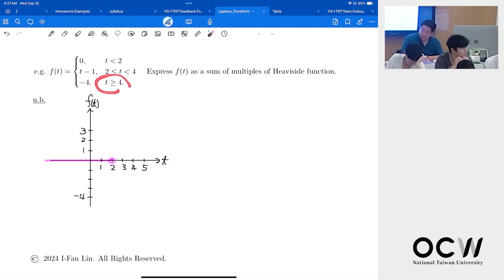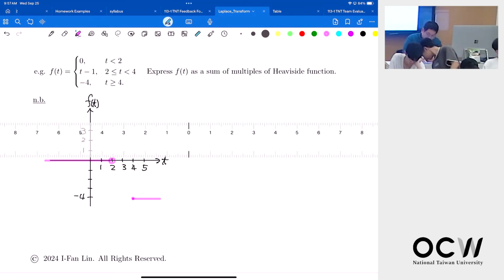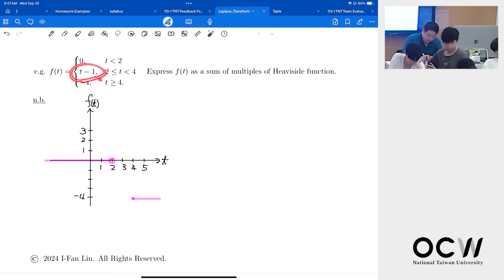When t is greater than or equal to 4, that's minus 4, right? So it should be here. And for this part, t minus 1, when t is 2, 2 minus 1, that's 1. So here. When t is 4, t minus 1 is 3, here. Okay.